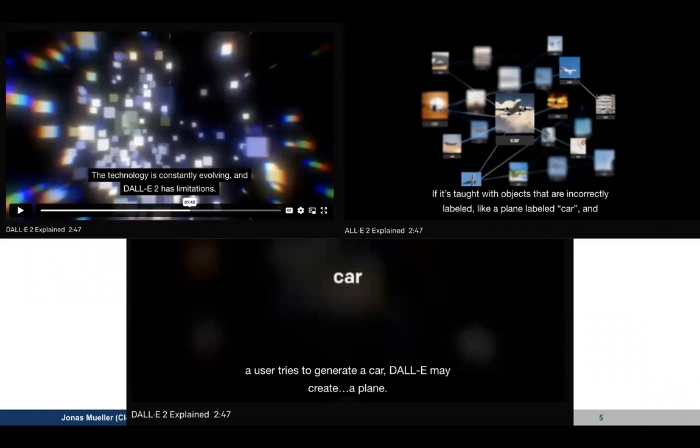And as you can see, one of the big complaints in their demo is that they know the data they're training this generator with is often incorrectly labeled, like a plane being labeled a car, and therefore this generative model was just highly imperfect, because even though you want it to generate a car, sometimes it generates a plane because it was trained on data that had been incorrectly labeled.